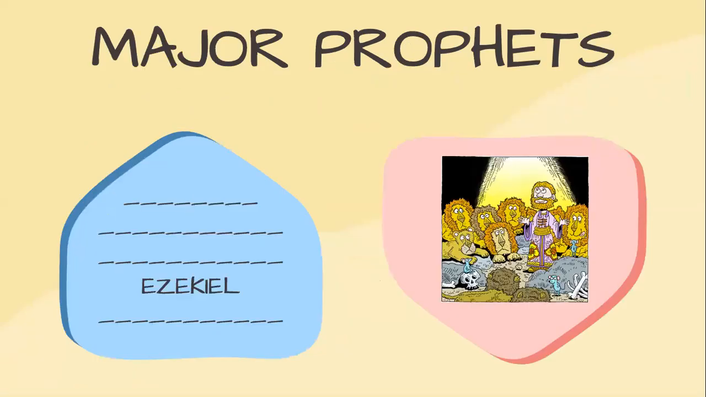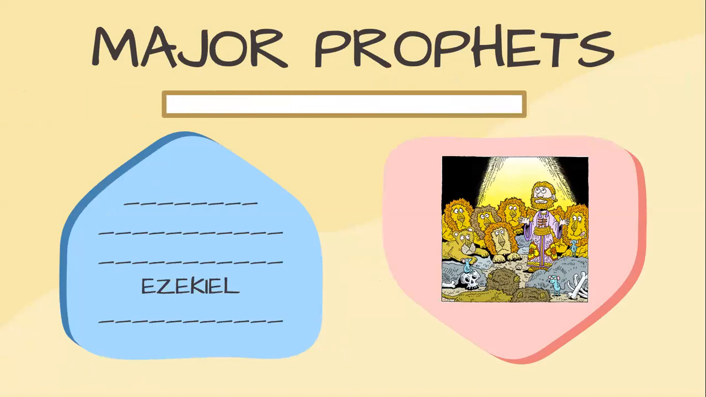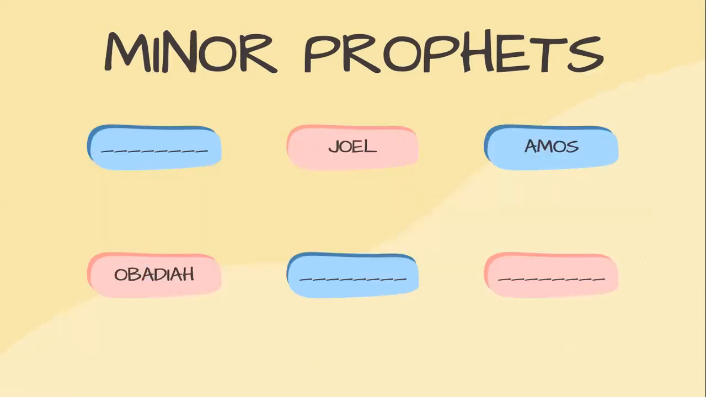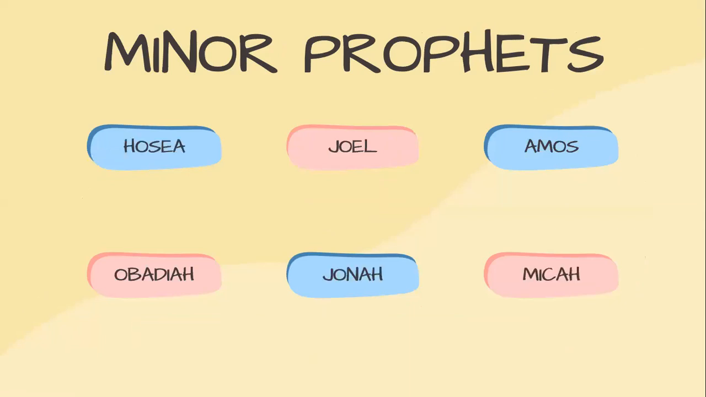Now, after poetry, we have our major prophets. And for our 5 major prophets, we have Isaiah, Jeremiah, Lamentations, Ezekiel, and Daniel. Now, after the major prophets comes our minor prophets, what we learned last week. Let's see if we can remember. So we have Hosea, Joel, Amos, Obadiah, Jonah, and Micah.